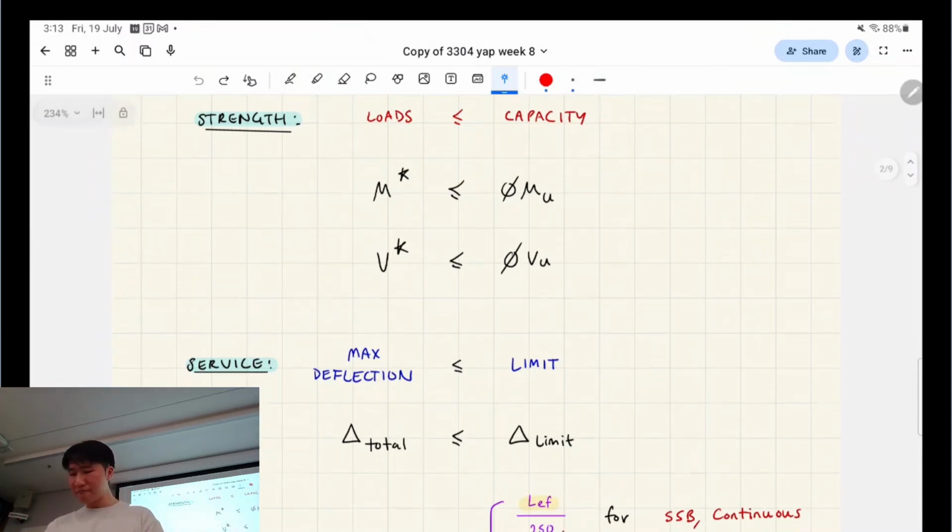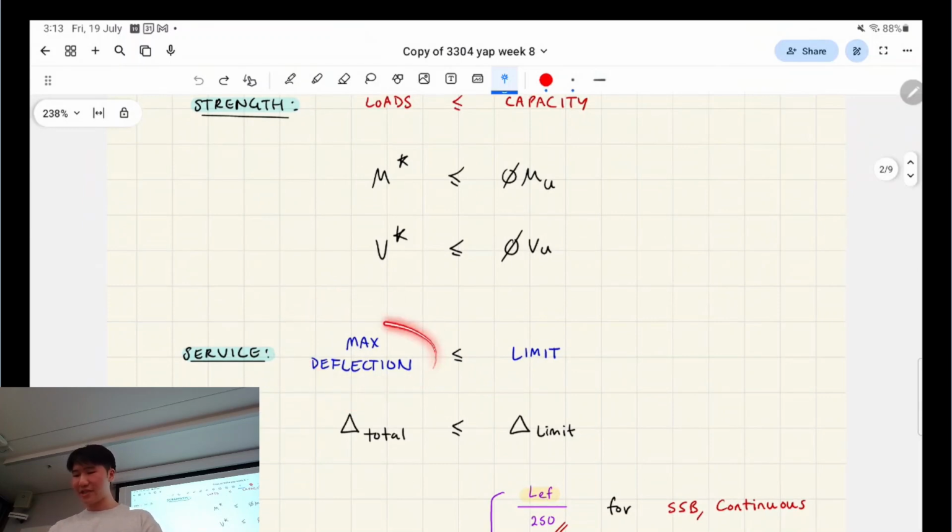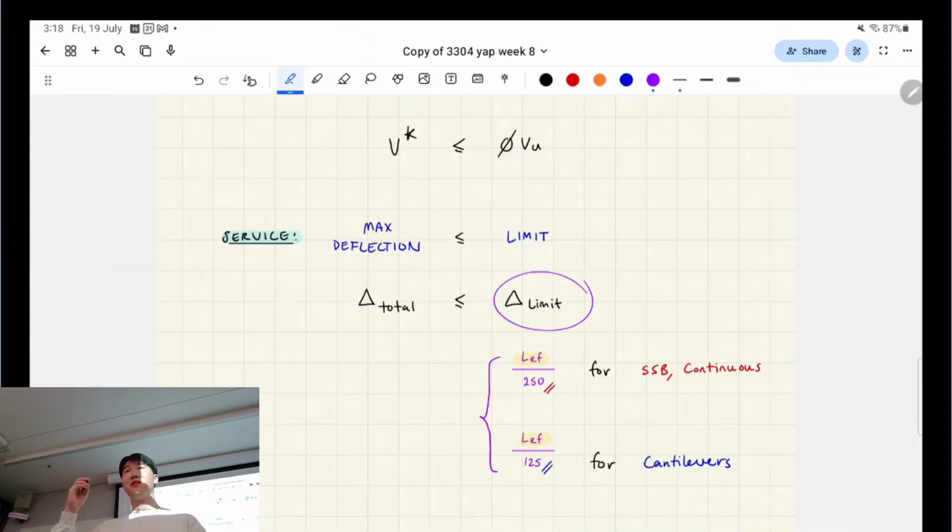Your structural member. Whereas max deflection is actually the equivalent of capacity. You know what I mean? Your max deflection is your internal response, while the deflection is like an external kind of factor. So I've kind of swapped the sides, if that makes sense.